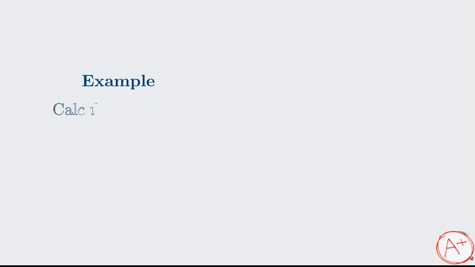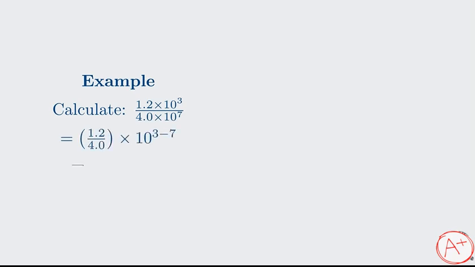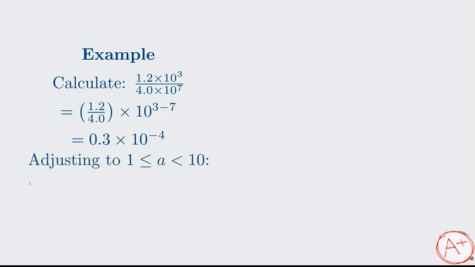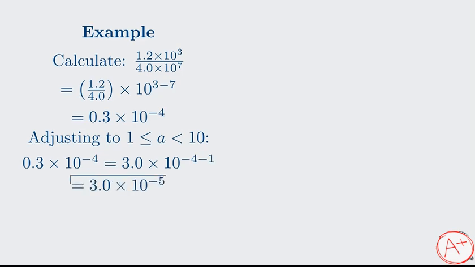Let us calculate 1.2 times 10 to the power of 3 divided by 4.0 times 10 to the power of 7. We start by dividing the coefficients and subtracting the exponents. 1.2 divided by 4 is 0.3. 3 minus 7 gives us negative 4. Because 0.3 is less than 1, we must shift the decimal point one place to the right to get 3.0. Since we multiplied the coefficient by 10, we must divide the power of 10 by 10, which means subtracting 1 from the exponent. Our final answer is 3.0 times 10 to the power of negative 5.